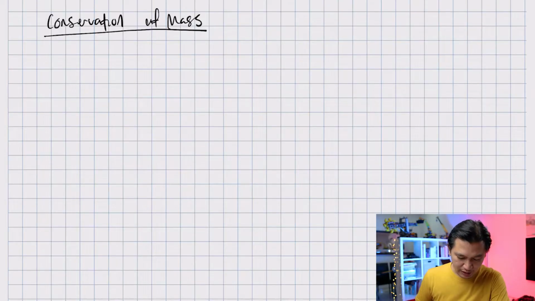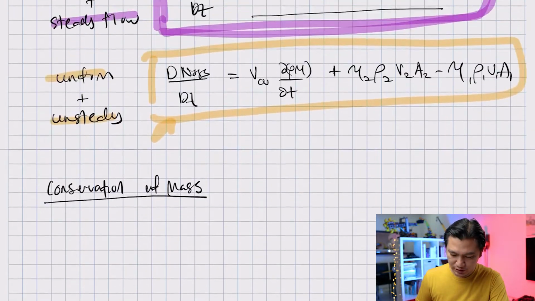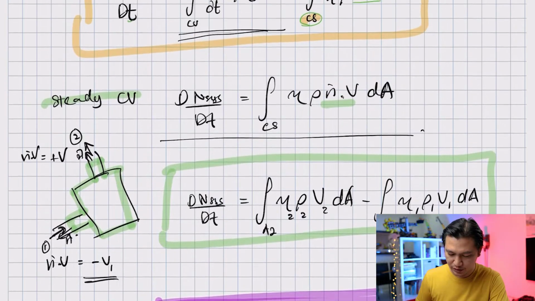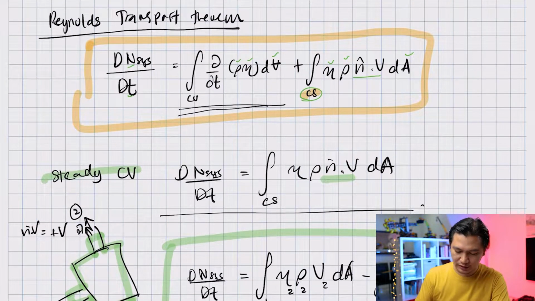Previously we looked at the definition of conservation of mass in terms of a system, and then we saw the Reynolds Transport Theorem, which converts that system into a control volume. Now we want to simplify that equation even further so we can use it to solve engineering problems. Let's take a look at our original equation for the Reynolds Transport Theorem, which looks something like this.